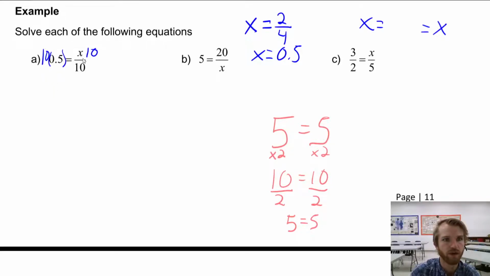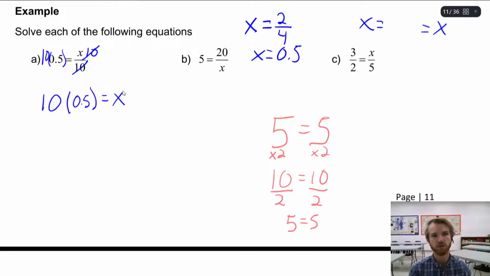So now we have 10 divided by 10 cancels. Anytime there's the same thing on the top and bottom of a fraction, they're going to cancel like that. And that leaves us with this. 10 times 0.5 is equal to x. Now it's easy. Now we just need to put this into our calculator. 10 times 0.5. Okay, you could do it with brackets, or you could say multiply. Either way is fine. But 10 times 0.5 is 5. And so 5 is equal to x. And we're done.